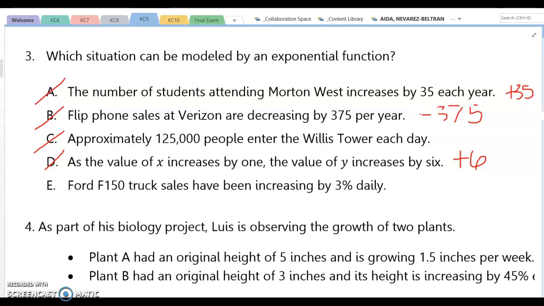Ford F-150 truck sales have been increasing by 3% daily, so yes. So whenever you kind of see a percent, that tells you automatically that that's going to be exponential, because with this one, it's increasing by 3%. So you're going to be multiplying by 1.03 because that's 100% plus 3%.